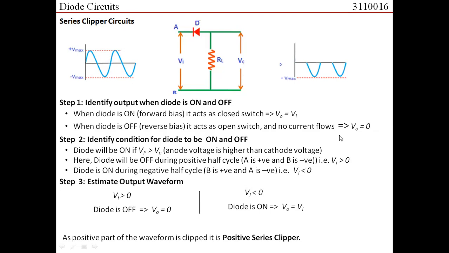If we want to name this clipper, then because the diode is in series with RL, we would name it a series clipper. From the output, because the positive portion, the upper portion of the waveform, is clipped, we would call it a positive clipper. So combinedly, we call it a positive series clipper.